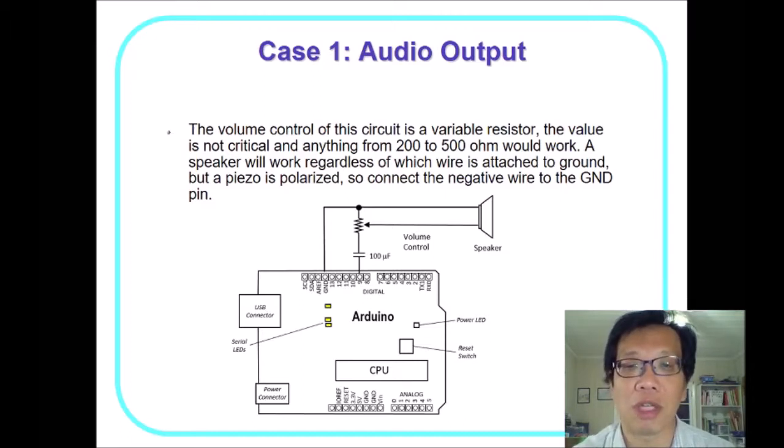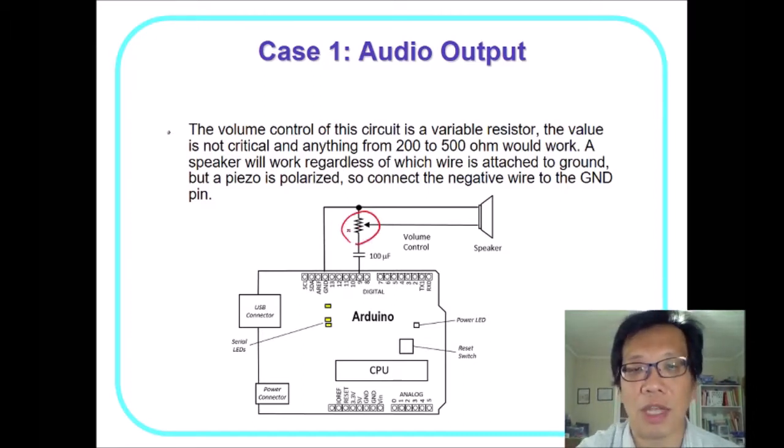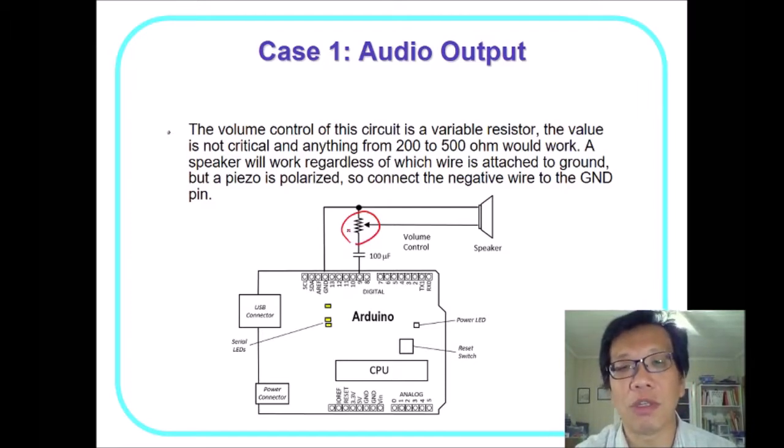In this circuit, we connect one pin to the ground, and the other pin is connected to pin 9, which is a digital output. We also connect a 100 microfarad capacitor that is used to filter out noises. And over here is a variable resistor. If we control that one, we control the voltage getting into the speaker so that we can change the volume.